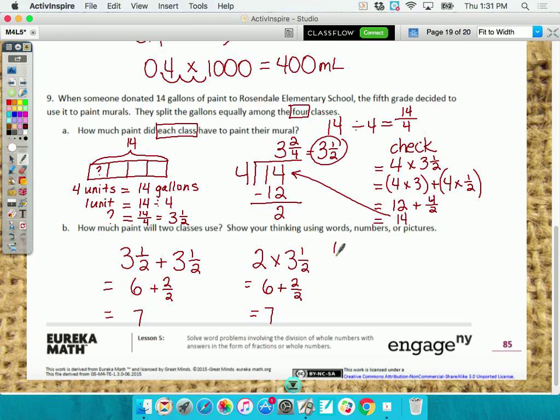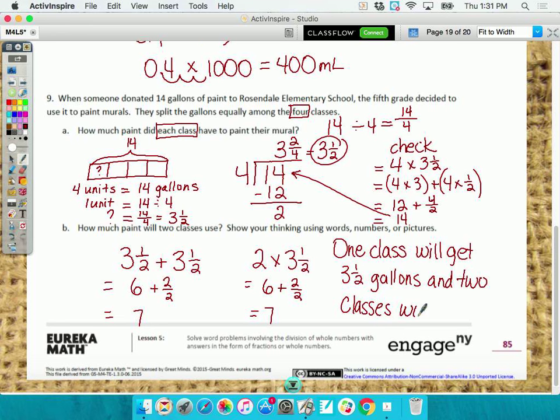Let's put it all in the same sentence. One class will need, or get, it's not really need, get 3.5 gallons and 2 classes would get 7 gallons. GAL is the abbreviation for gallons if you want to use that, okay?